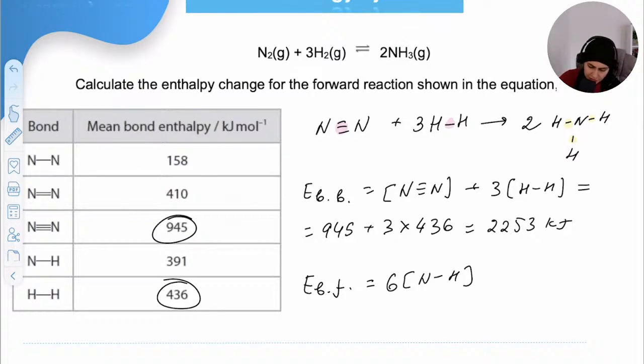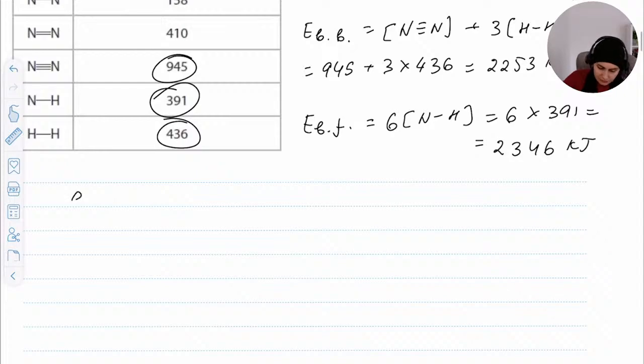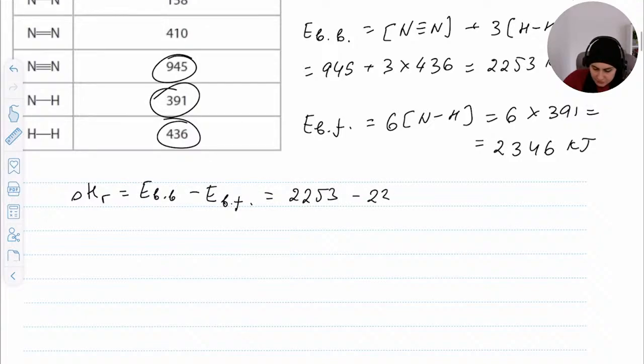Okay, so 6 N-H. That's 6 times N-H, 391, which is 2346 kilojoules, and then we subtract. Yeah, so we remember we don't do it in one go. We do bonds broken first, then bonds formed, and then we subtract, just in case you make a mistake, so that you don't lose all 3 marks. 2253 minus 2346, so negative 93 kilojoules.